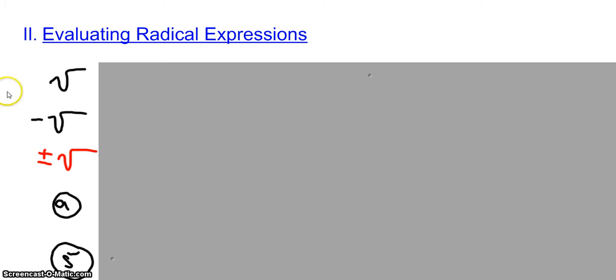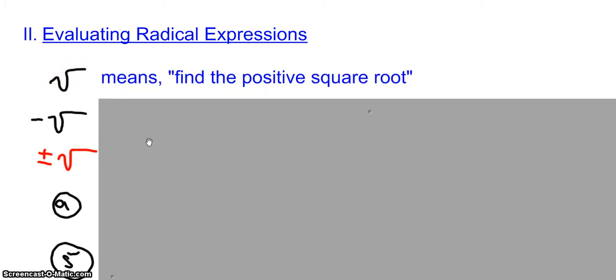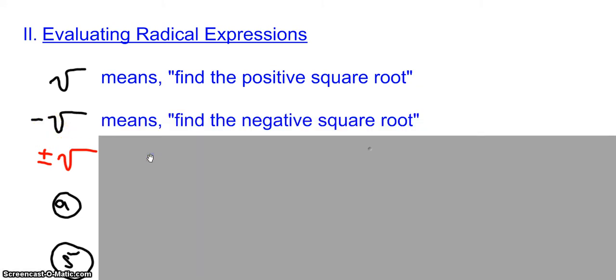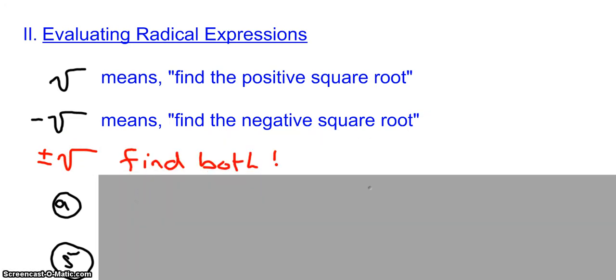But when evaluating radical expressions, we look in front of the radical to determine which root is being asked for. These are the 3 options. When you see no sign in front of the radical, we are looking for the principal root, the positive square root. If there's a negative in front of the radical, that means find the negative square root. And we might see both positive and negative in front of the radical. Plus or minus means find both the positive and the negative roots.